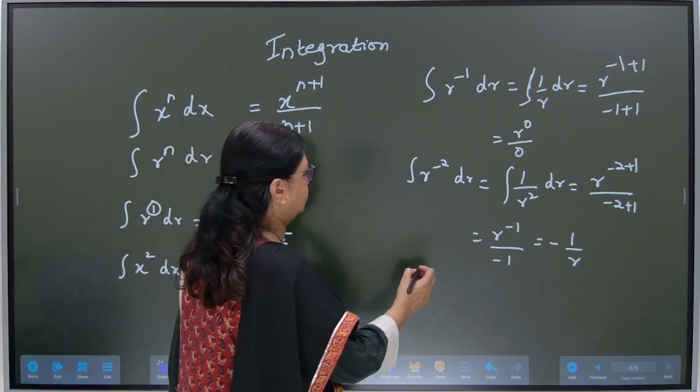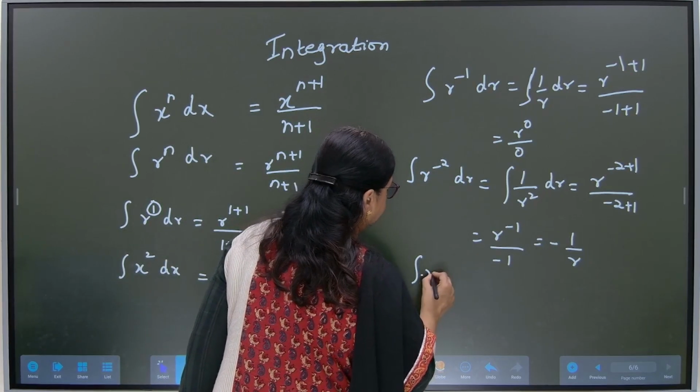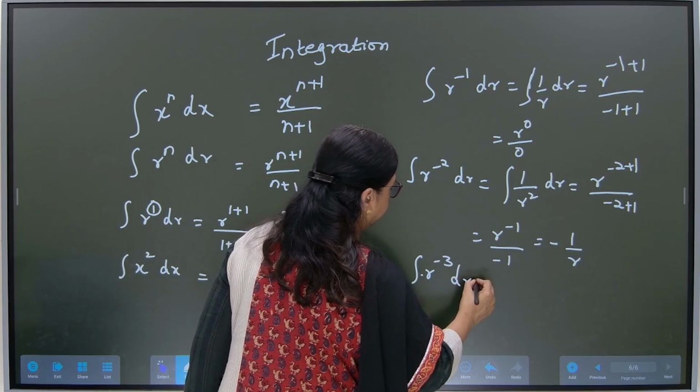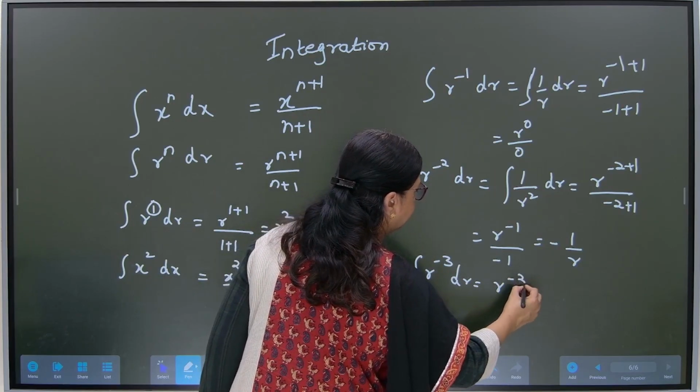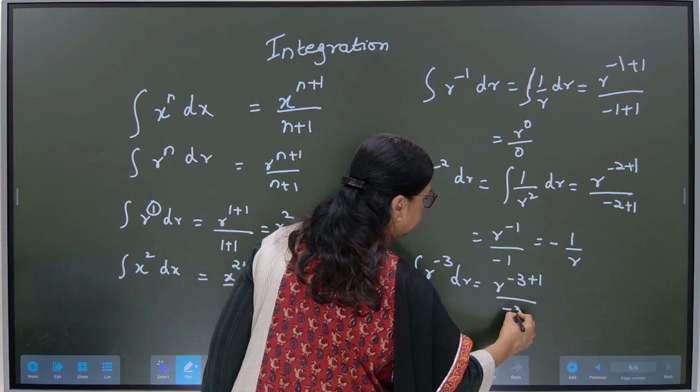Also, one more negative example we should do: r raised to minus 3 dr. So what should I do? r raised to negative 3 plus 1 upon negative 3 plus 1.